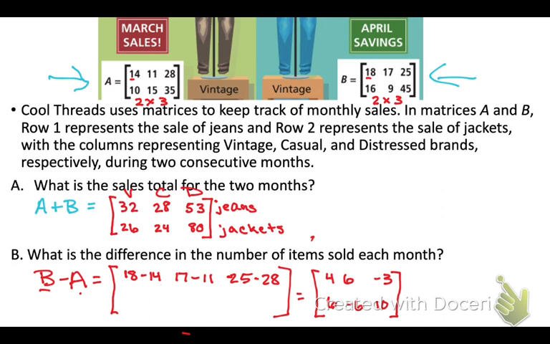For the most part, sales are up. What sales are down? Distressed jeans and casual jackets. And I'm not selling very many casual jackets in the first place, am I? So could that say, maybe we don't want to sell that anymore? Because what went up the most? Distressed jackets. So maybe I need to carry more distressed jackets and less casual jackets, right?